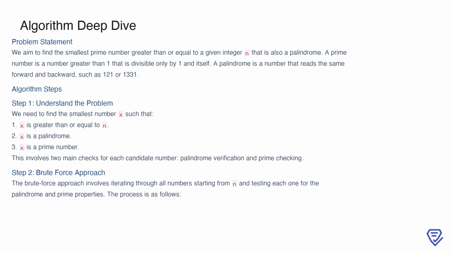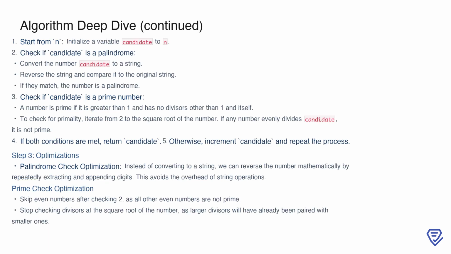To approach this, we can start by understanding the requirements. First, the number must be at least n, second, it must be a palindrome, and finally, it must be a prime number. This means that for any candidate number, we need to verify these two properties before determining if it's the solution. One straightforward way to solve this is through a brute force approach, where we iterate through all numbers starting from n and test each one for both the palindrome and prime properties. While this approach is simple, it offers a good foundation for understanding the problem and can later be improved upon for efficiency. The brute force approach begins by initializing a variable called candidate to the value of n, which represents the starting point for our search.